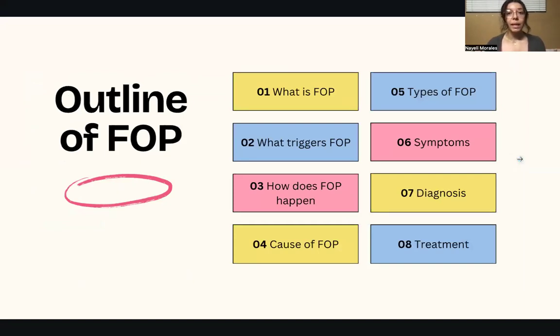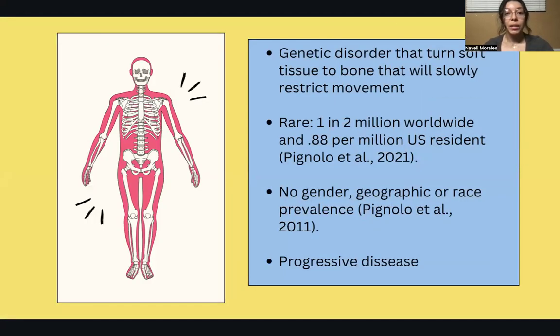Okay, so basically, this is the outline for the presentation. I will talk about what is FOP, what triggers it, how it happens, what causes it, the types of FOP, symptoms, diagnosis, treatment, along with other information. Okay, so let's talk about it.